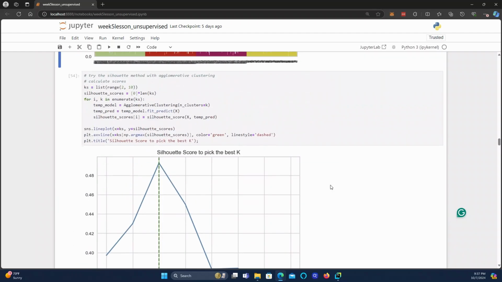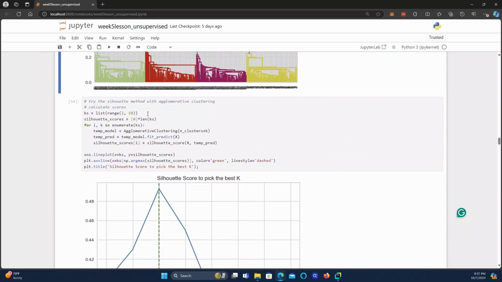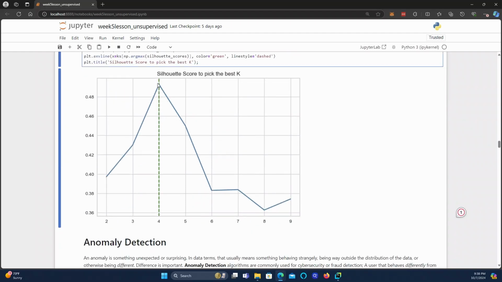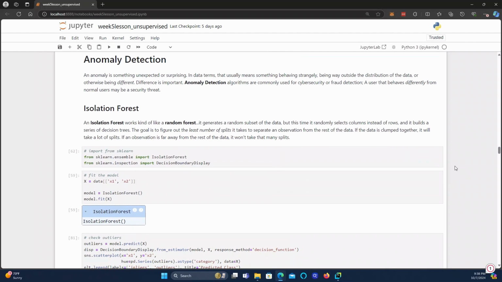The silhouette score also works with agglomerative clustering. You do the same thing, get a list of number of clusters. I went from 2 to 10. I'm fitting it with that number of clusters, fit_predict, and calculating the silhouette score, and when we look at it, we see a big spike at 4, same as we did with k-means, indicating that 4 is the best number of clusters, which we know is the truth. All right, let's move on to anomaly detection.